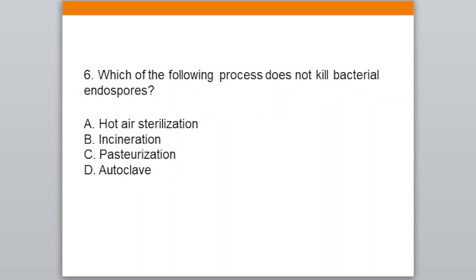Question number 6. Which of the following process does not kill bacterial endospores? Your options are A. Hot air sterilization, B. Incineration, C. Pasteurization, and D. Autoclave. The correct answer is C. Pasteurization.